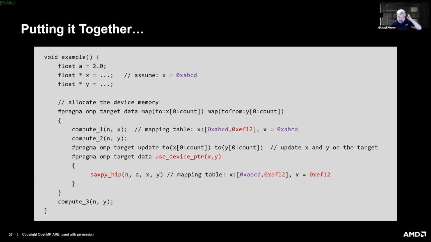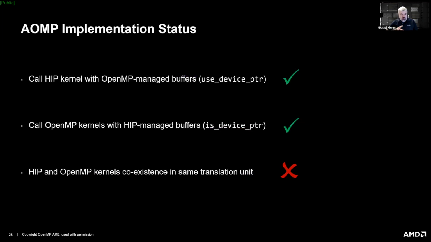And these things will just work because it's now a bit pattern that HIP can use and exploit to dereference data in its kernels. Okay, regarding implementation status, the two things that I described actually work. So you can call a HIP kernel with OpenMP managed buffers like I was showing with use device PDR. And you can call an OpenMP kernel with HIP managed buffers via is device PDR. That also works. And I just tested it like 2 weeks ago and it was still working.